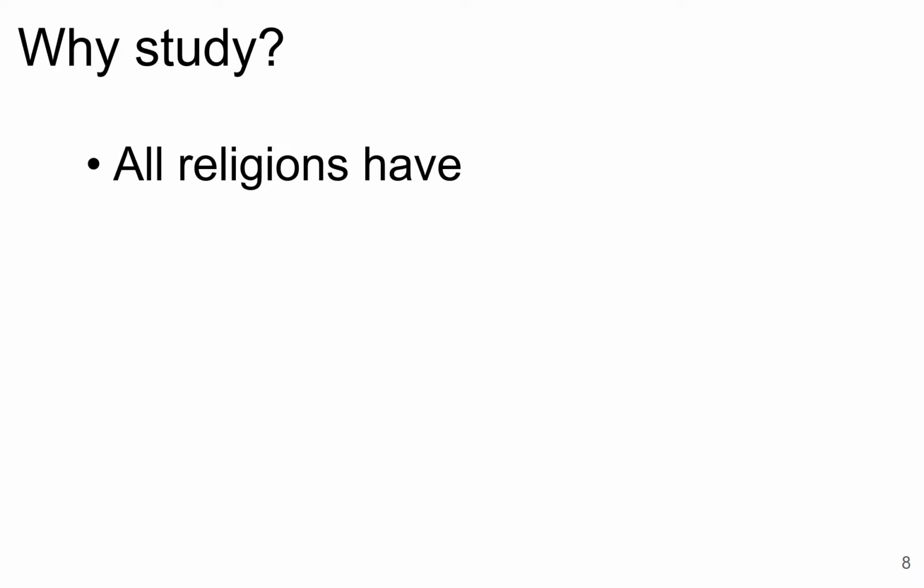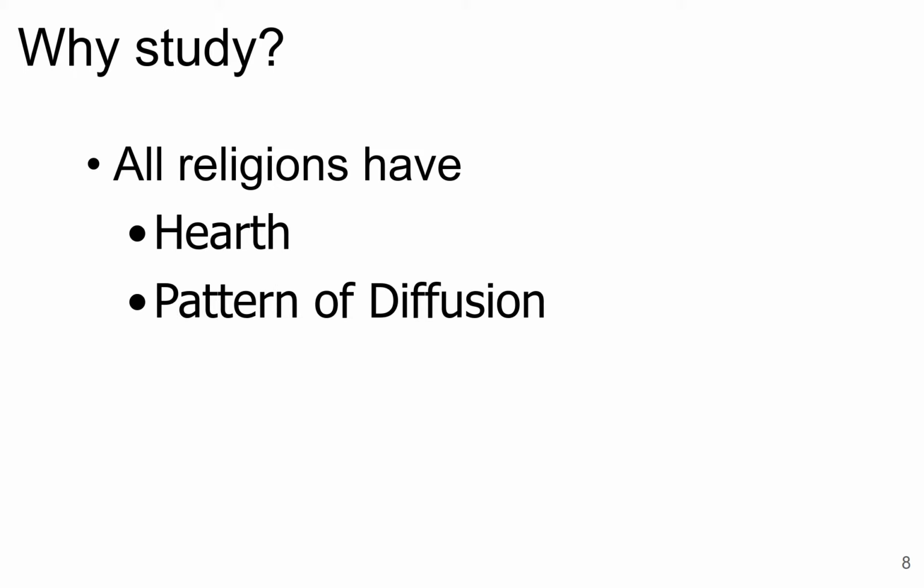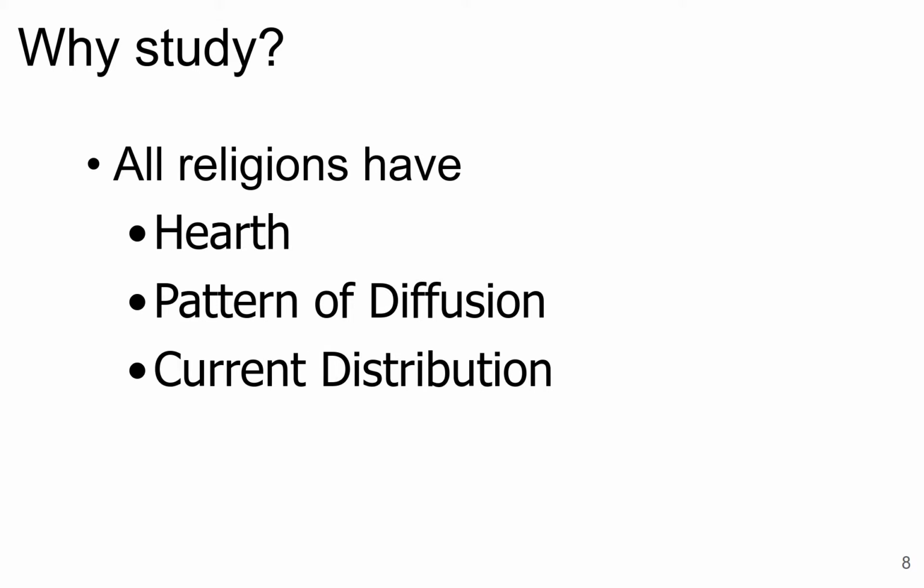Why do we study this? As a geographer, what are we looking at? Well, all religions have a hearth. They started someplace. They have a pattern of diffusion. Some, like Christianity, have gone worldwide. Others, like Islam, well, Islam is worldwide. Hinduism is largely constrained to India. So they have a hearth, they have a pattern of diffusion, and they have a current distribution. Christianity worldwide, Hinduism in India, and some religions have gone extinct. So not spreading out is still a pattern of diffusion, and not existing is part of the current distribution.